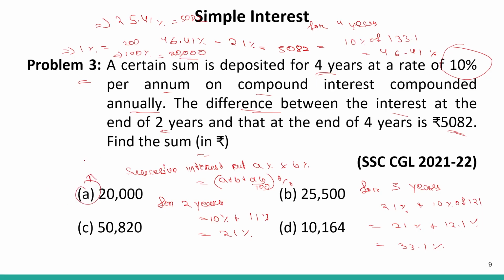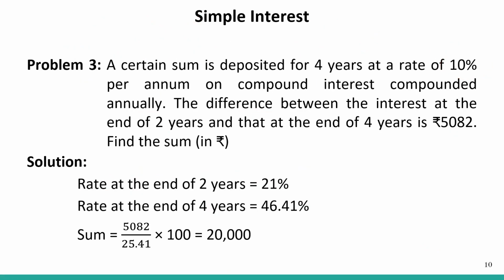So the only correct answer here is A. Okay, so B, C and D, these are all wrong answers. So A is equal to 20,000 is the correct answer. Okay, so let's see problem number 3.